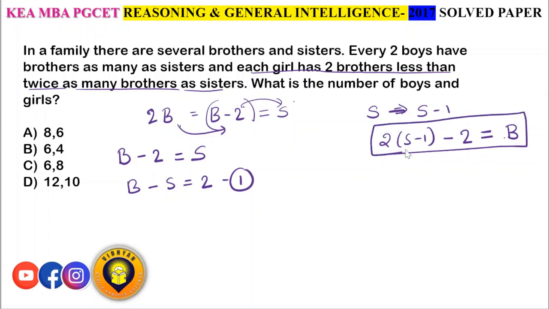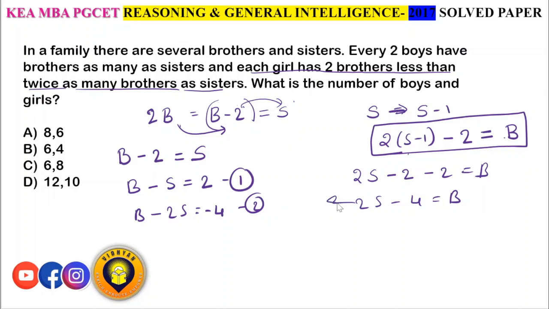2 times of S minus 1 minus 2 is equal to B. Okay, so if you simplify this, it will become 2S minus 2 minus 2 equals B. 2S minus 4 equals B. So therefore B minus 2S is equal to minus 4, which is equation 2 on rearranging this. B minus 2S is equal to minus 4.